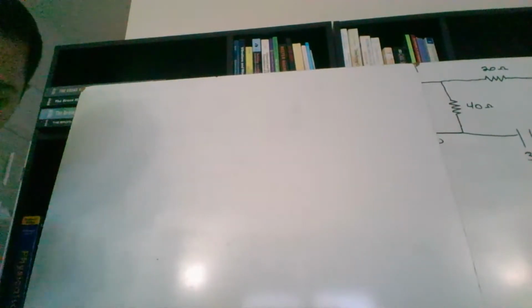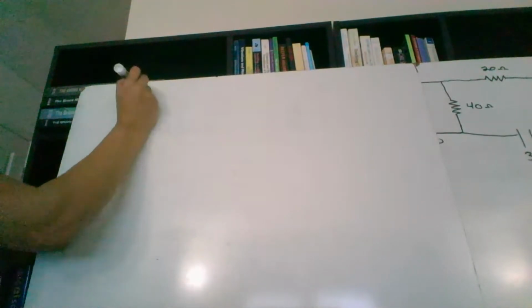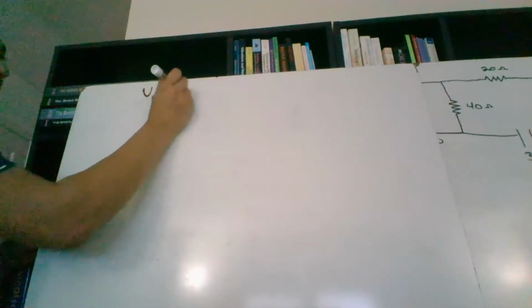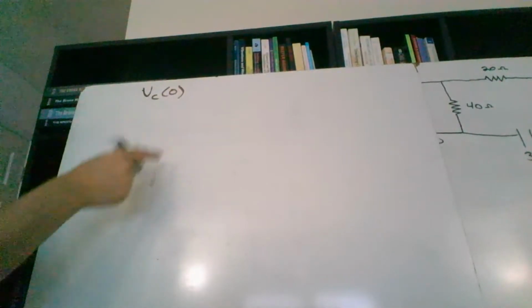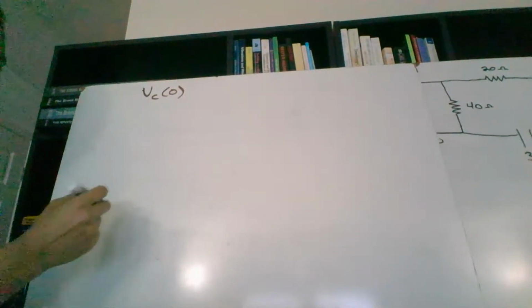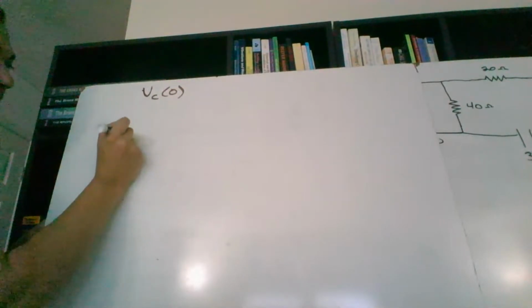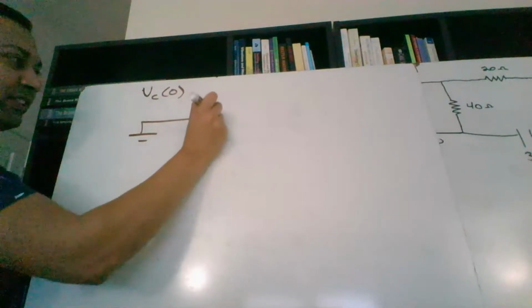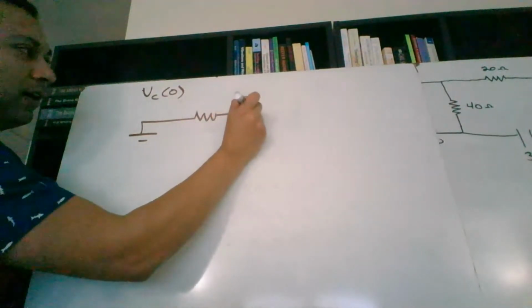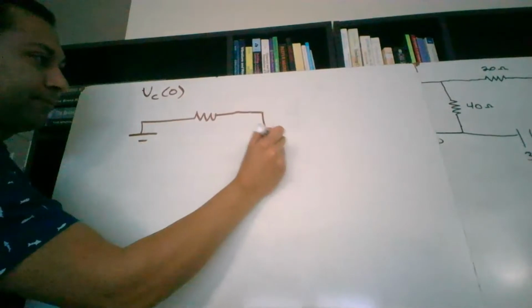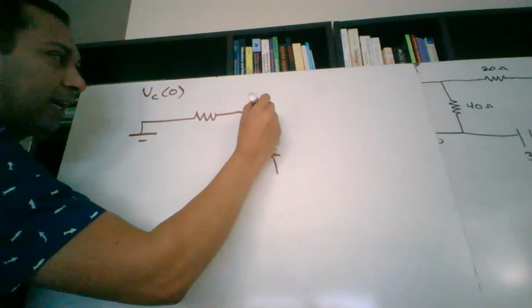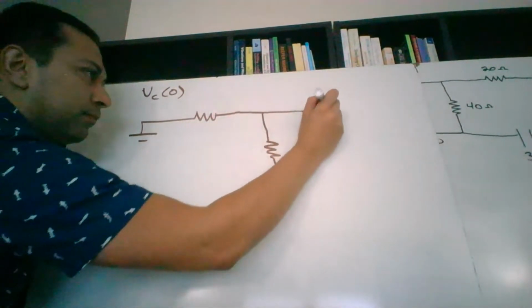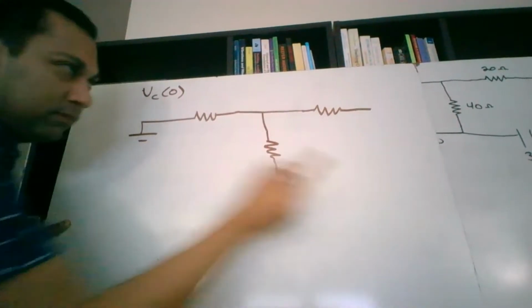So when the switch was closed, in the beginning, we're trying to solve for the voltage of the capacitor at time equals 0. So what we want to do is look at when the switch was initially closed. To do that, we're going to have the battery, we have our resistor, we have our resistor going down this way, we have our other resistor.